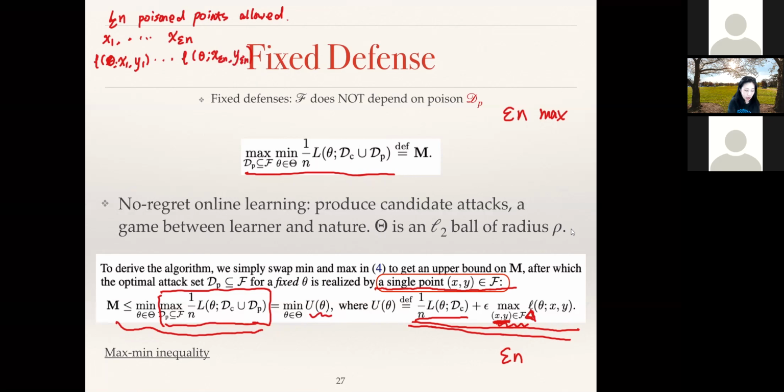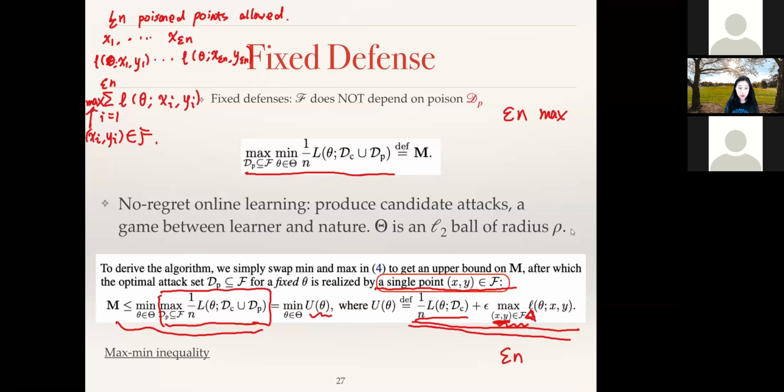Now I'm just saying that your goal is to make sure that the summation of the losses is maximized. Does that make sense? If you want to maximize that, you also have to make sure that all the xi's, yi's are within your feasible set, right? For this maximization, you have to satisfy this condition.